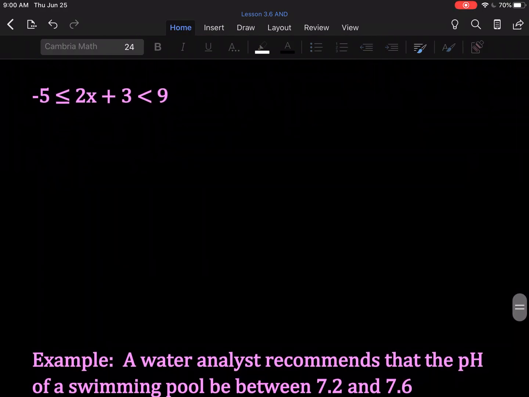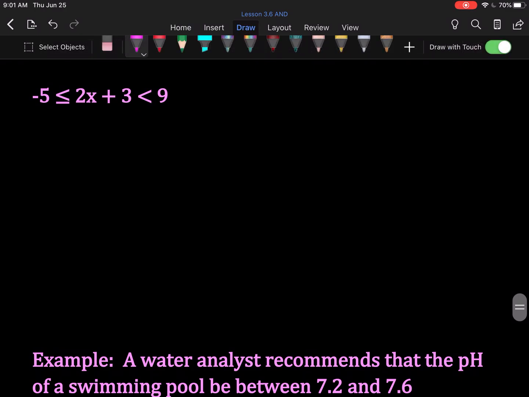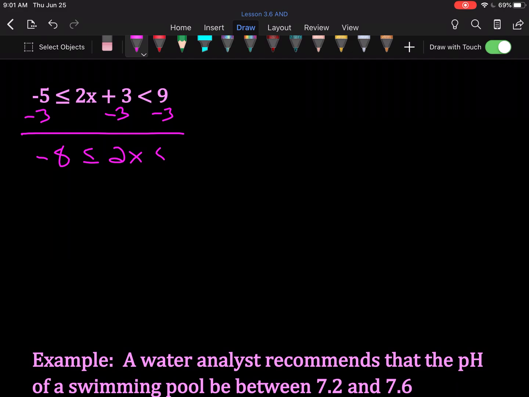I'm only going to do the short form for this guy. So how will we get x by itself? Well, first we would have to subtract 3. So what you do to the middle, you do to the ends. Negative 5 minus 3 is negative 8, less than or equal to 2x, less than 9 minus 3 is 6. We're going to have to divide both sides by 2. Or not both sides, all 3 parts. We do it to the middle, we do it to both ends.